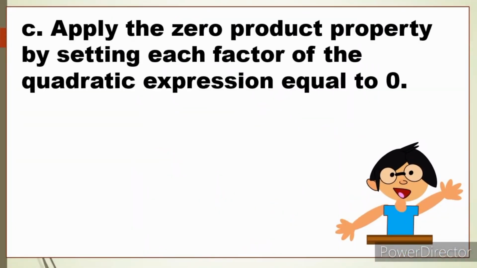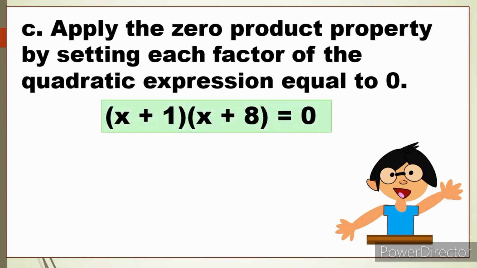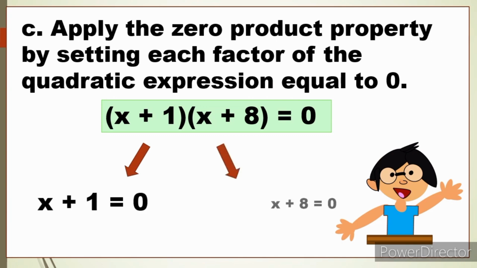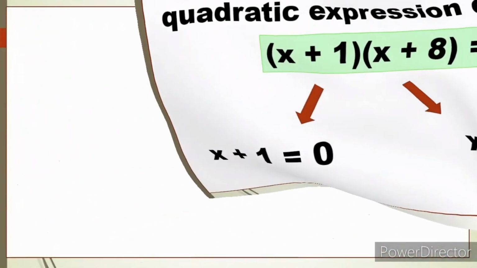Okay, next, letter C. Apply the zero product property by setting each factor of the quadratic expression equal to 0. So, equate natin sa 0. So, we have x plus 1 times x plus 8 equal to 0. And then, we have now x plus 1 equal to 0, and the other one is x plus 8 equal to 0.